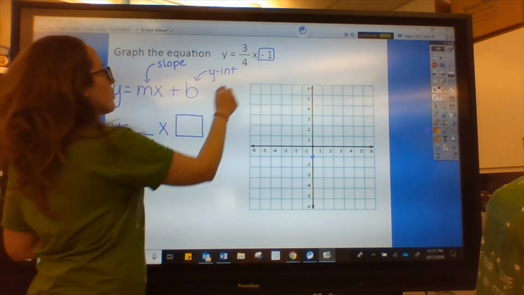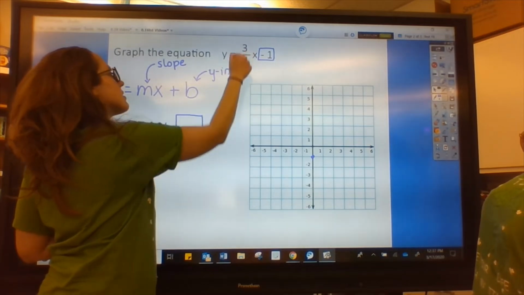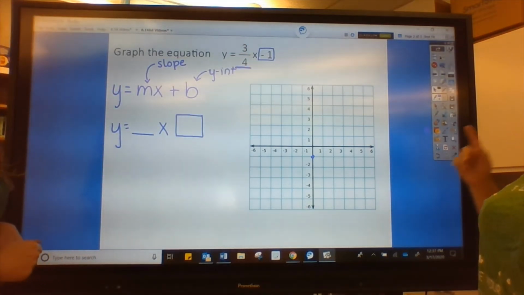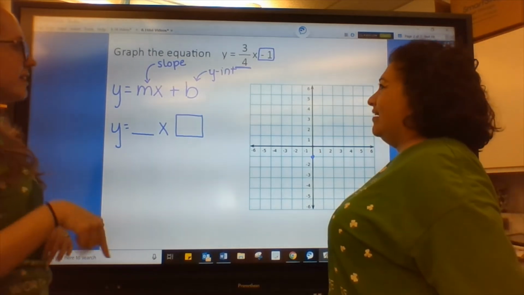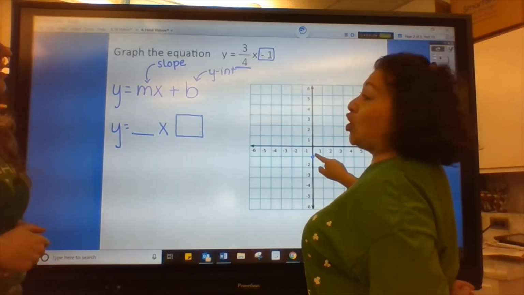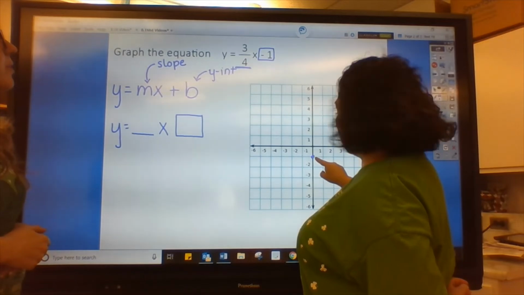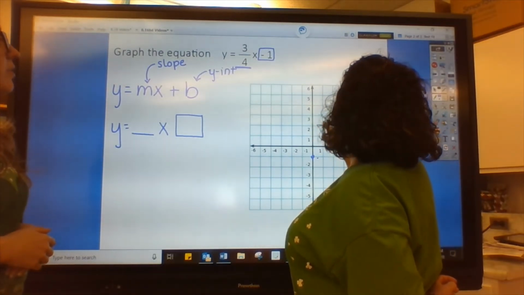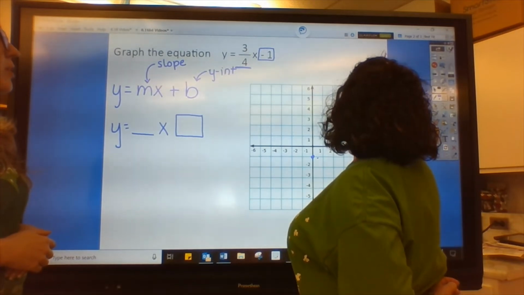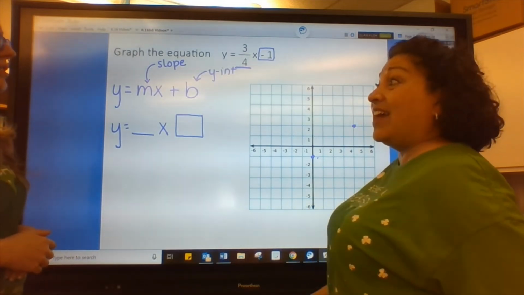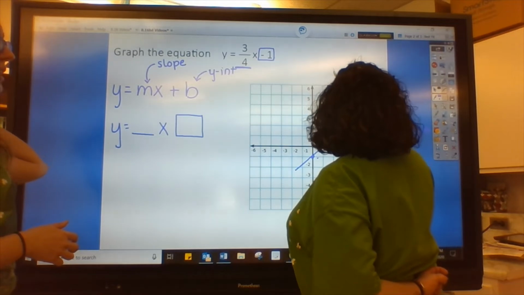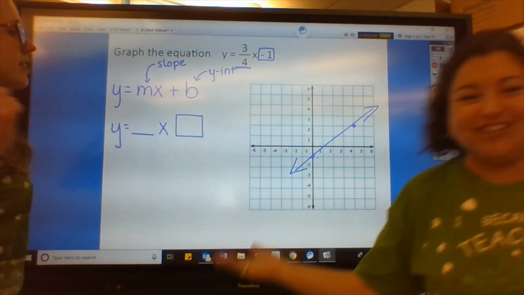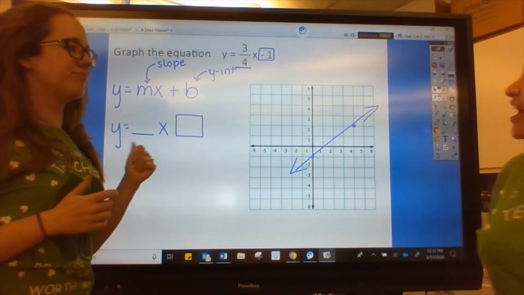Now, where's our slope? Our slope is this number right here, and it's positive. That means we have to go up first, because it's rise over run. So we go 1, 2, 3, and then 1, 2, 3, 4. Then when we connect those, we should get a nice, pretty line. So that's how you do that.